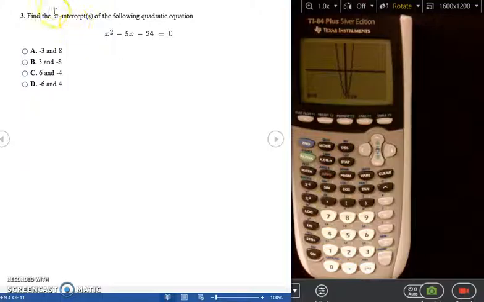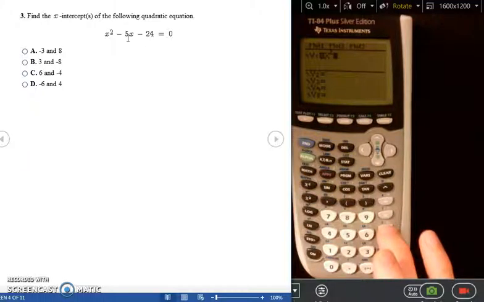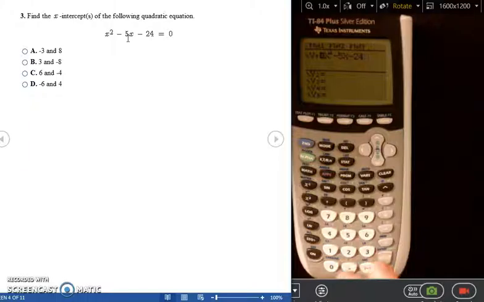So here you are looking at what is the x-intercept of this equation. So I can use the graphing calculator to do that. And first I'm going to have to make sure the equation is set equal to 0, and it is. So I'm good to go to just type x squared minus 5x minus 24 into the calculator.